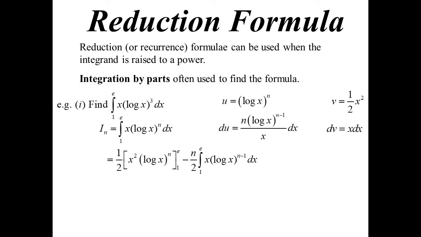But look what happens to our integral there. It's now in the same format, but the power is 1 less. It's still the integral of x (log x) to the power of something. So let's tidy this up. We'll work out the brackets over there. That turns out to be e squared on 2. And as I say, that second one I could rewrite as n on 2 times I_(n-1). And there's my formula that allows me to reduce it down without having to continually integrate and integrate and integrate.